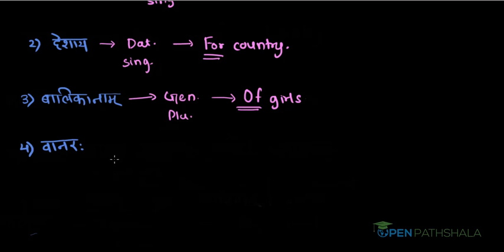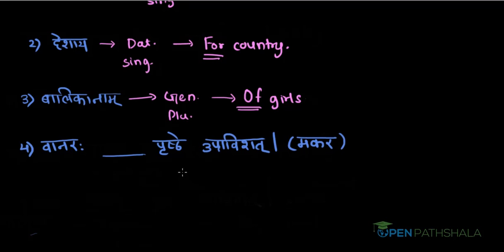Vanarah dash पृष्ठे upavishat, and in the bracket word makara is given. Now we have to use correct form of word makara. First we have to do literal translation of this sentence. Vanaraha means monkey, prushthe means on the back, and upavishat means sat. So monkey sat on the back of makara, crocodile. So we have to use proper form of word makara in the sense of makara.